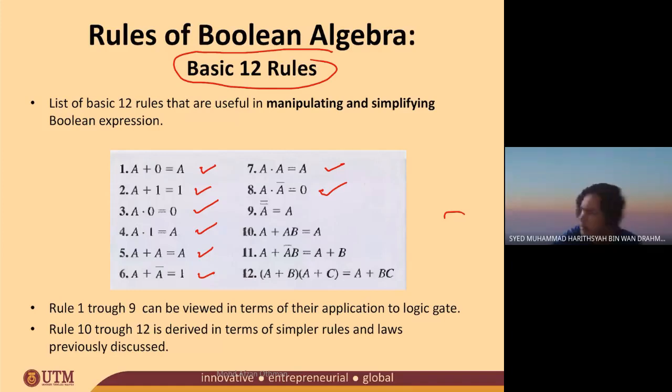A times A is A, number 7. A times A bar is 0. That means 1 times 0 is 0, or 0 times 1 is 0. A double bar is A. Okay. So that means A being inverted and inverted again. Okay, for number 10, 11, and 12, we see this example.